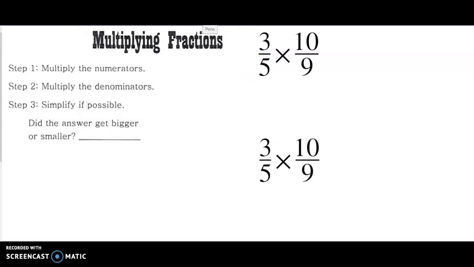All right, guys, how to multiply fractions. First, you multiply the numerators, then you multiply the denominators, then you simplify if possible. Now, here's way number one.